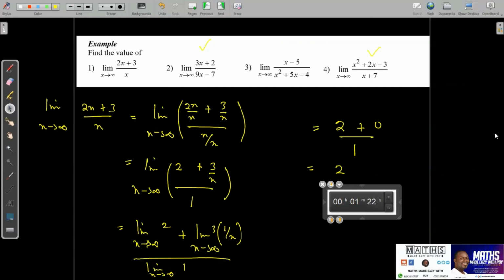Please, the second one, I had negative 2 over 7. Okay, so you had negative 2 on 7. How about the fourth one?